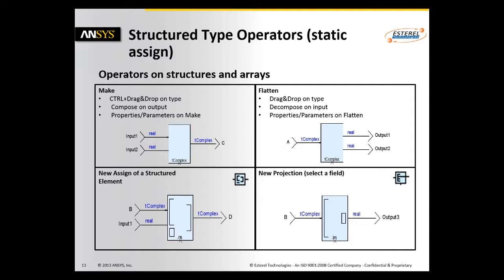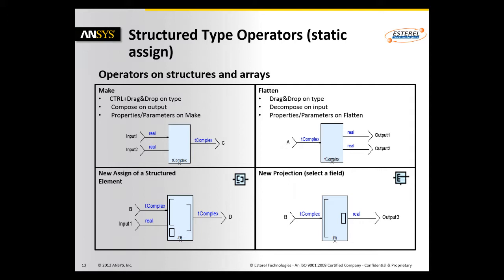The next two operators are used to set or get an individual field of a structure. The assign operator takes as inputs a structured flow, a scalar flow, and the name of the field to be modified, and outputs a new structure with the corresponding field modified. The default behavior of the assign operator is that it takes a full copy of the input structure and modifies that copy, so it has poor performance when it is used in series. The projection operator takes a structure and the name of a field and outputs the content of that field.